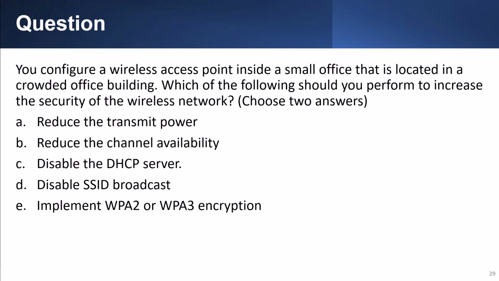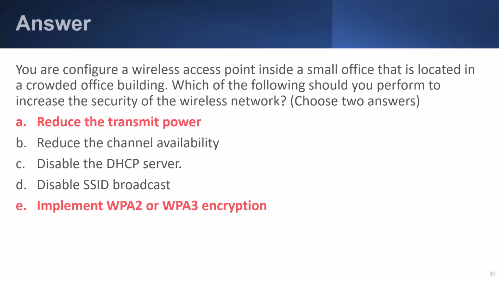Question: You configure a wireless access point inside a small office that is located in a crowded office building. Which of the following should you perform to increase the security of the wireless network? Choose two answers. Answer: Reduce the transmit power and implement WPA2 or WPA3 encryption.